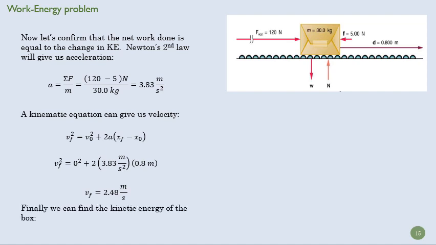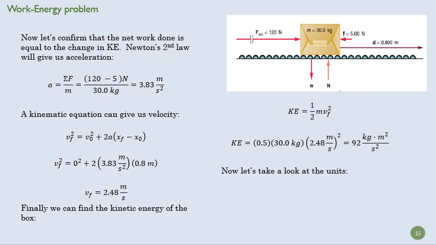Now we can find the kinetic energy of the box at the end of this 0.8 meters. We take our equation for kinetic energy and we put in our values, right? Our mass and our velocity here. And lo and behold, physics holds and kinetic energy is 92 somethings, right? What the heck are these things?